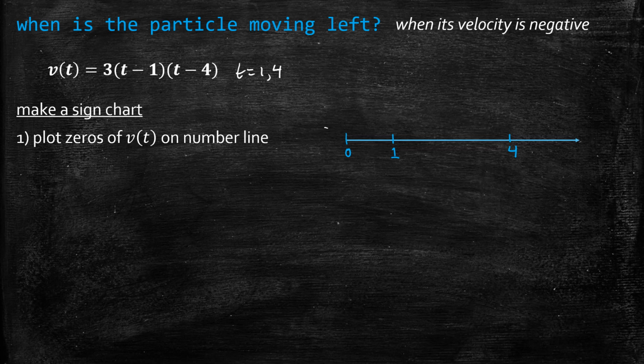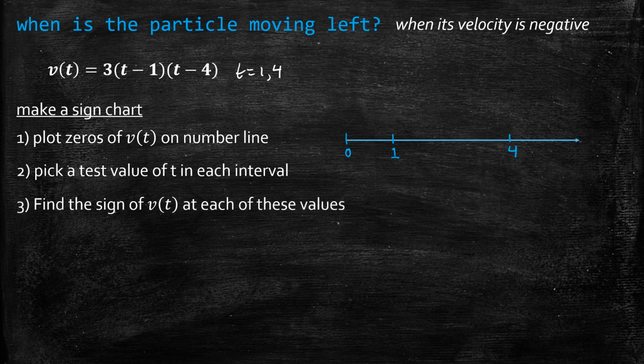So this sign chart, you've probably seen this before in pre-calculus, but we'll run through the steps. What you have to do is pick a test value of t in each interval. Then we find the sign of v(t) at each of these values. So what do I mean by a test value? We start by taking a value, say, in this interval between 0 and 1. So we could take a half. And we look at what the velocity is going to be if we put a half in there.